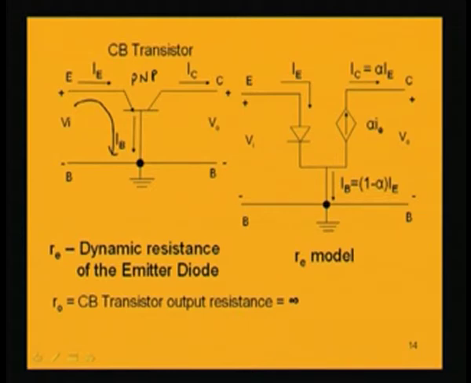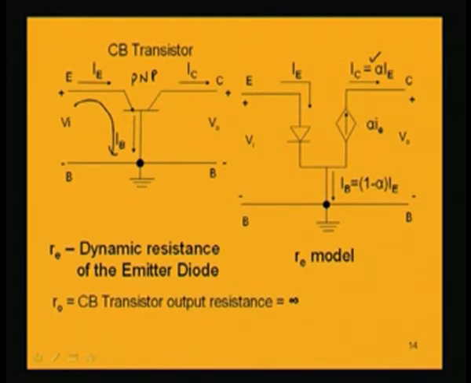Emitter to base voltage is the input voltage, and on the output side, if we consider the collector current, it is nothing but alpha times IE. This is like a current source. IC is equal to alpha times IE is a current source we are having at the output. So, it can be best represented by a dependent current source. This is the symbol for dependent current source.